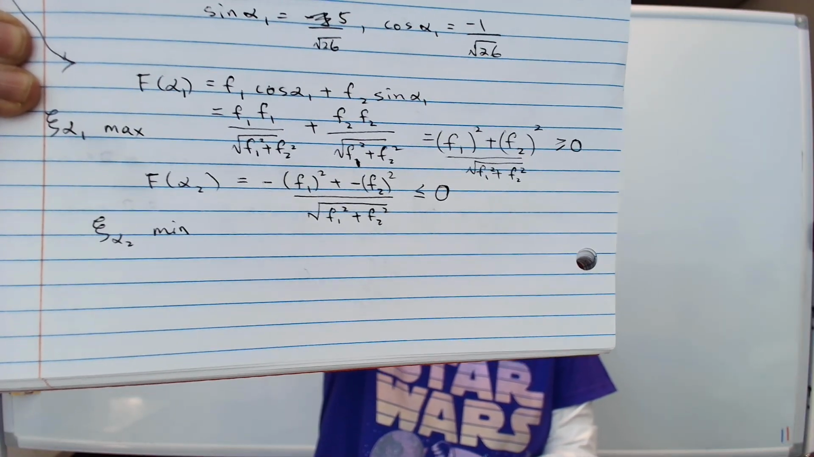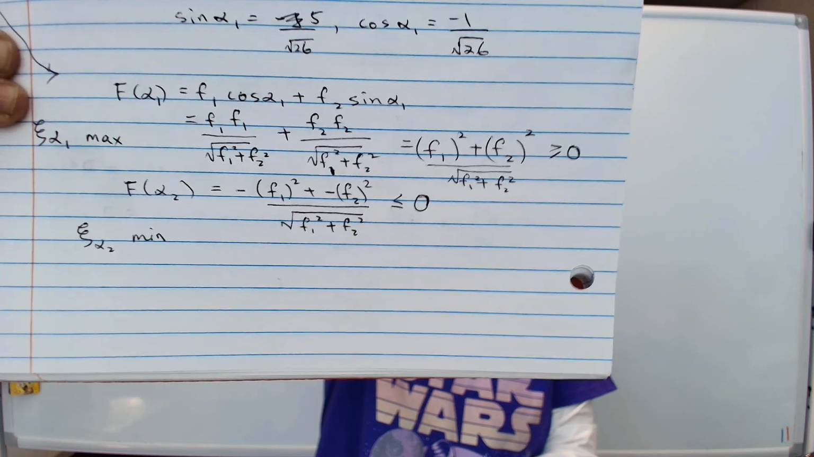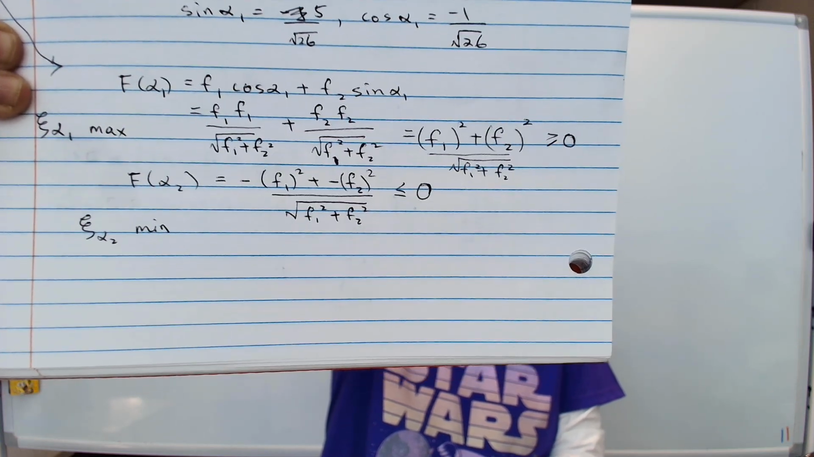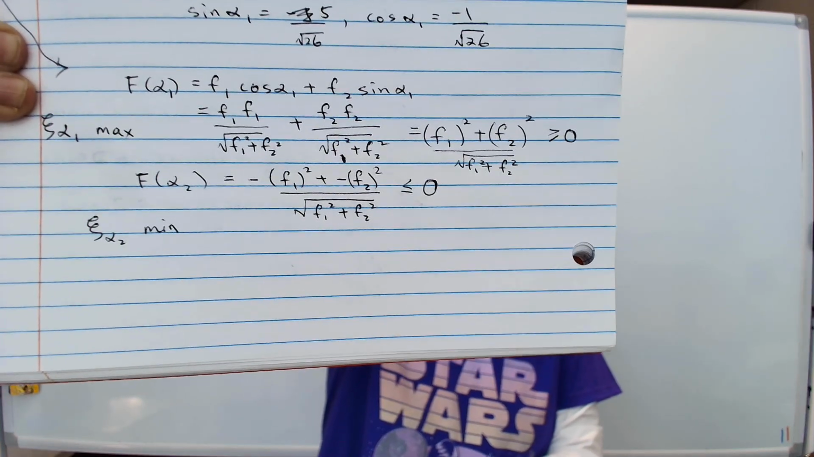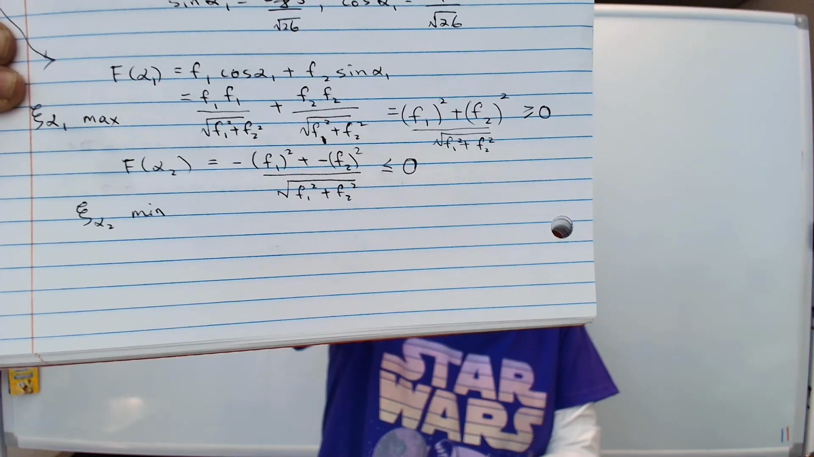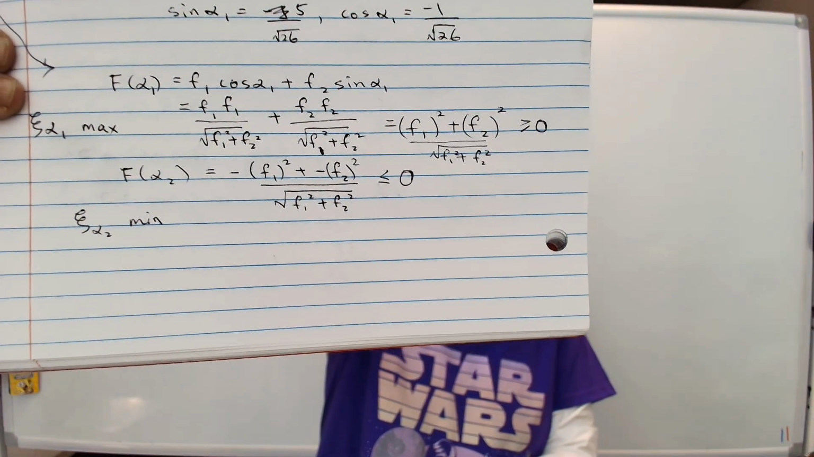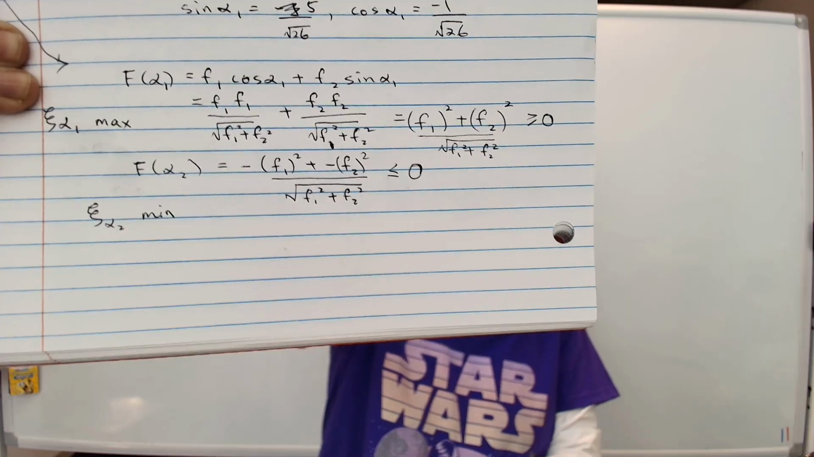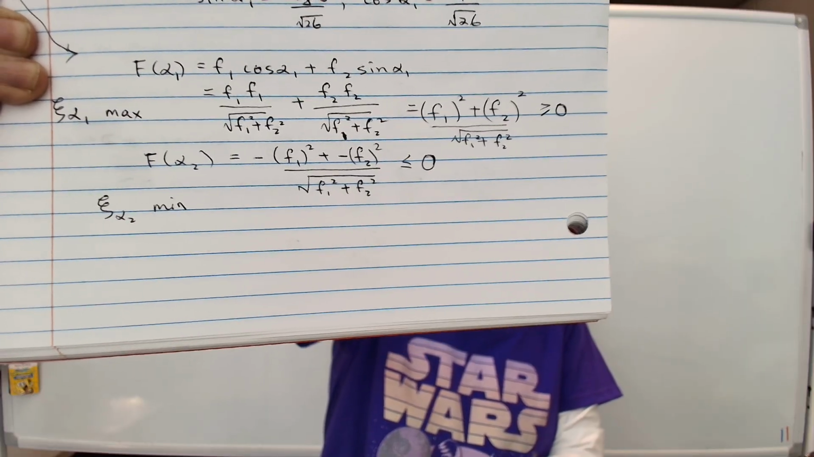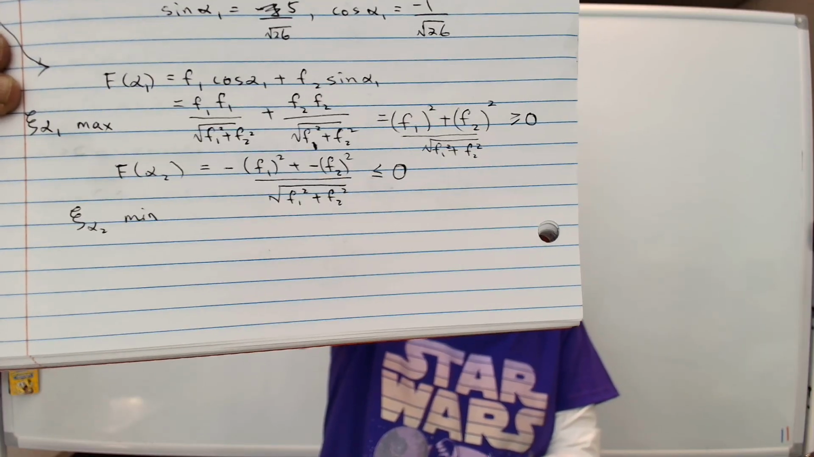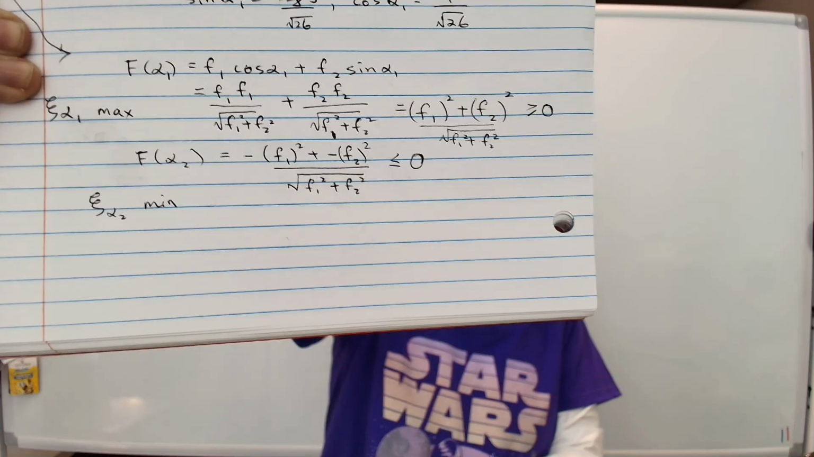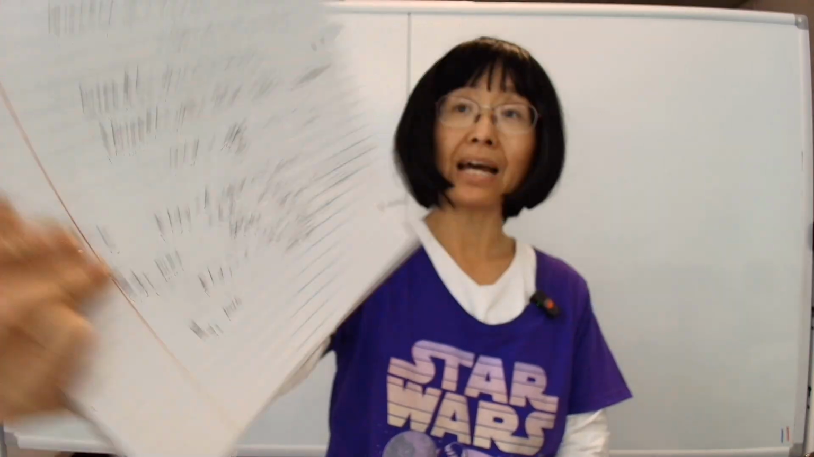It equals, I mean, squared divided by square root. So it equals the square root of f1 squared plus f2 squared. Just plug sine alpha 1 and cosine alpha 1 into the original big F. Okay, and then you will see this is the case, and it's always bigger than 0, so that has to be the maximum. And the other one is always negative, so it has to be the minimum.